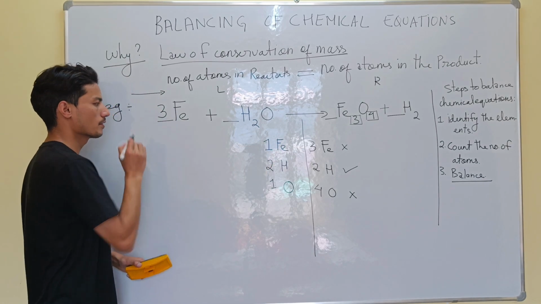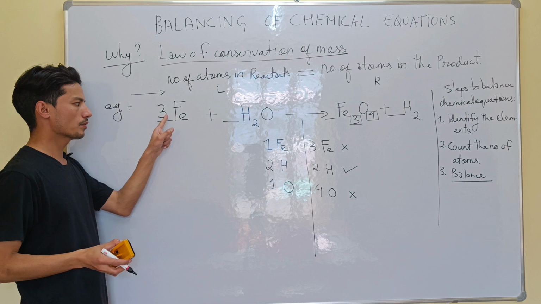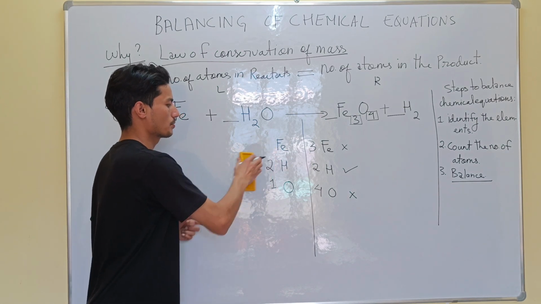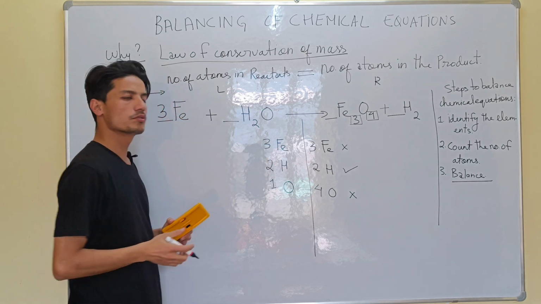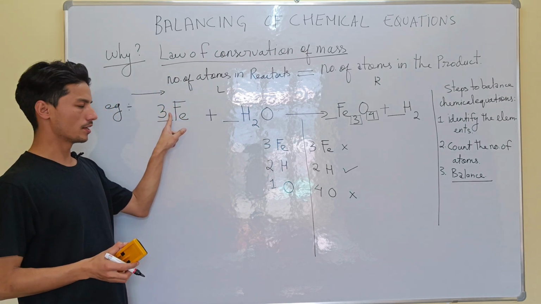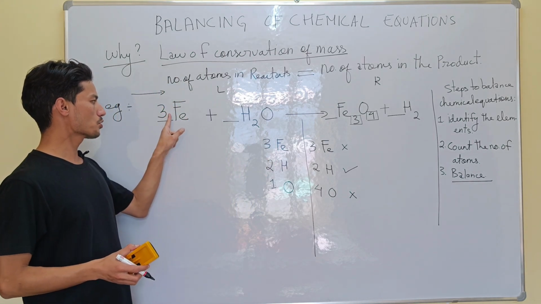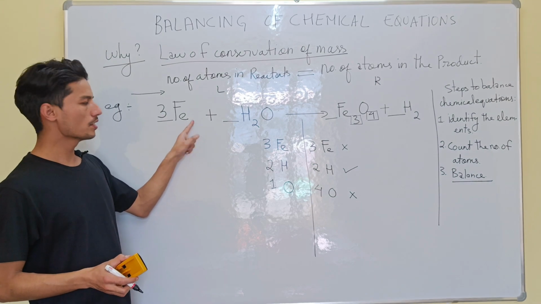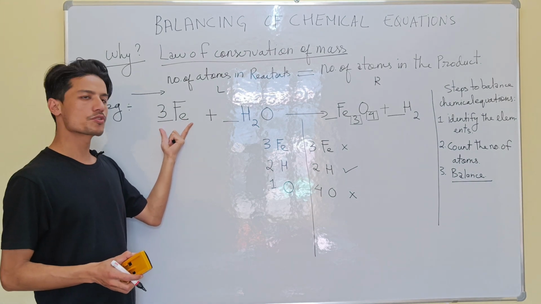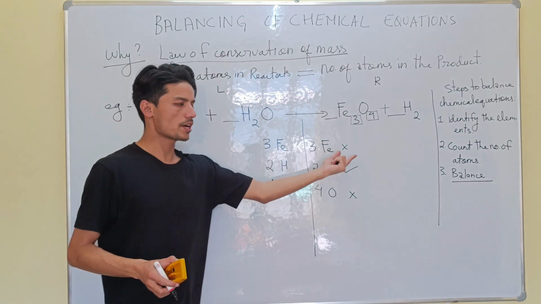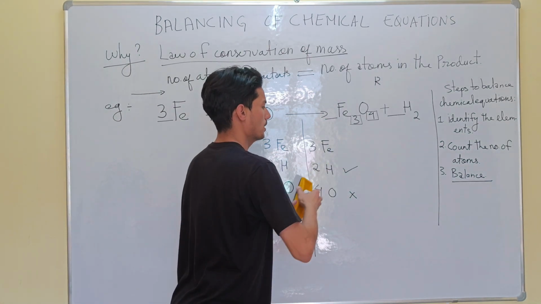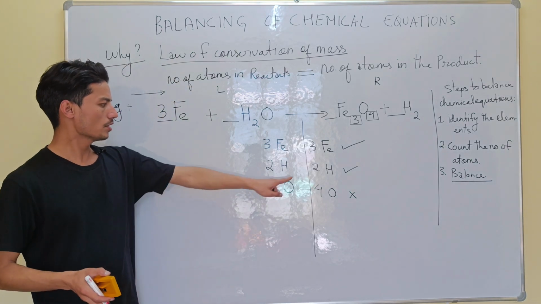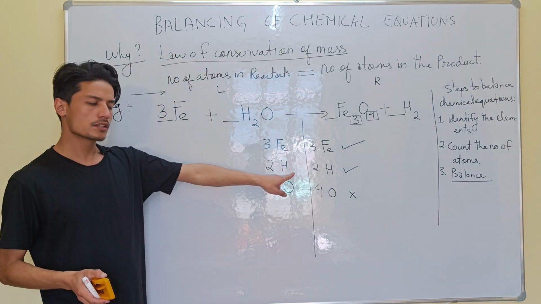How do I make it 3? Just put here 3. Yes or no? Put here 3, and then what happens? The number of iron has now become 3. So this has become balanced. Do the correction. I have put here 3. There is only 1 element here, so this 3 strictly belongs to iron. So the number of atoms have now become 3. So 3 iron, 3 iron. Balanced. Are you following? Alright. Here, hydrogen is already balanced.